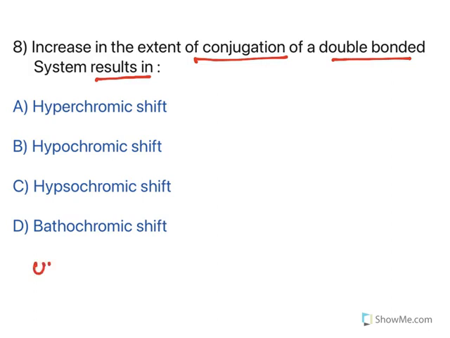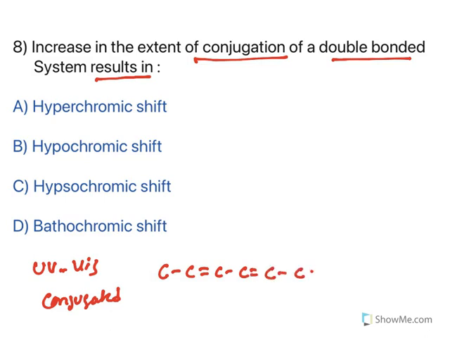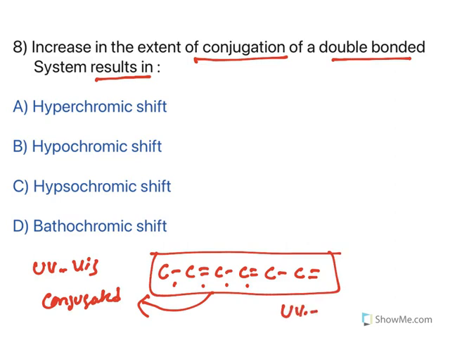See, the major use of UV visible is conjugated system, to find out conjugated system. Conjugated system means the system which contains alternative double bonds. Like this, see, a single bond, double bond, single bond, double bond. This kind of system is known as conjugated system. Now, these kind of systems will absorb maximum at UV visible region. So the moment you increase this double bonded conjugation, higher wavelength will get absorbed.